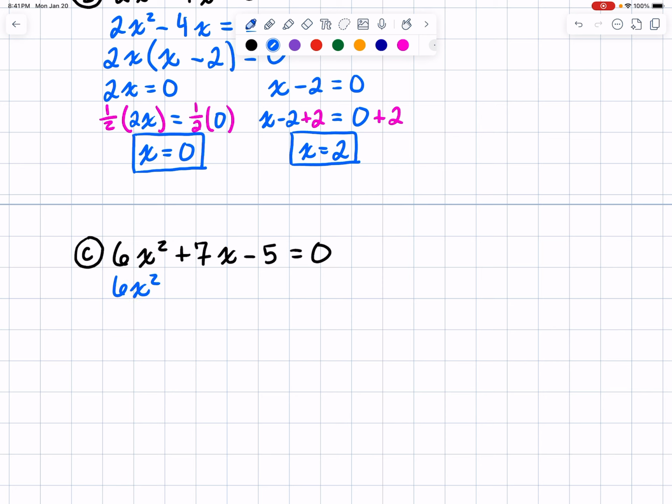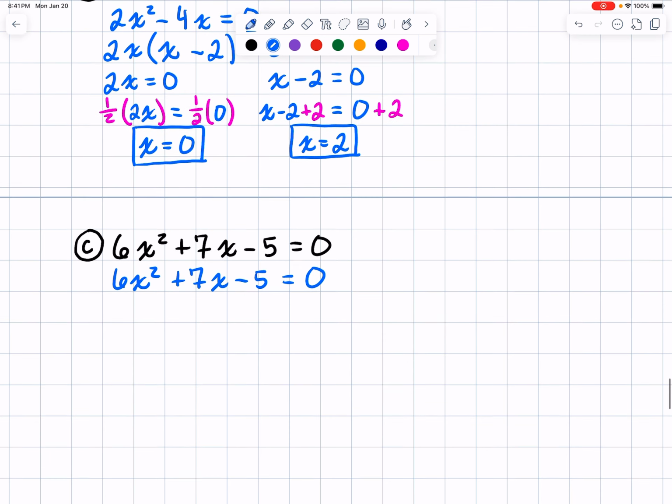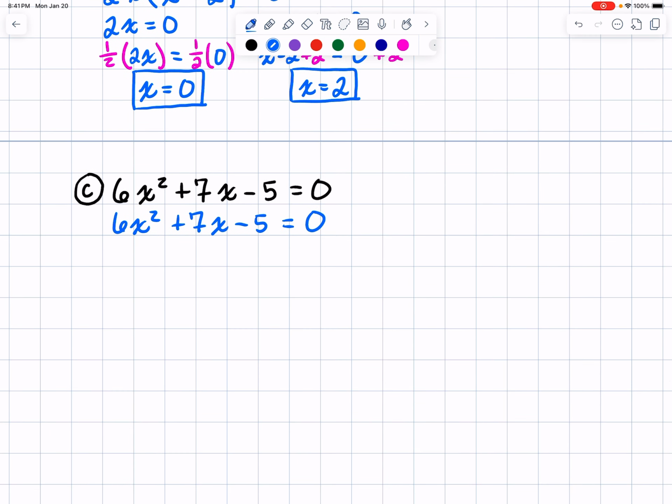6x squared plus 7x minus 5 equals 0. So we're going to have to factor by grouping. How I do it is I draw a giant X first. So I'm going to draw my giant X here. And we're going to want to put A times C up here, and we're going to put B down here.